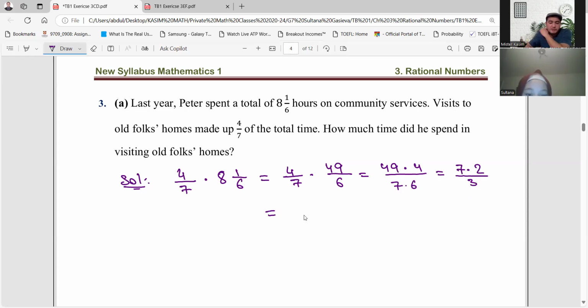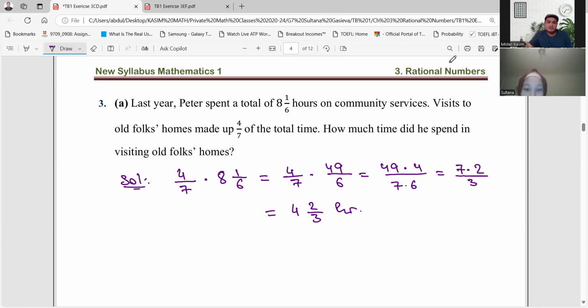And now if you change 14 over 3 into a mixed number, that is 4 and 2 over 3, right? So that means he actually spent 4 and 2 over 3 hours at the old folks' home, or old age people's home. Okay, very good.